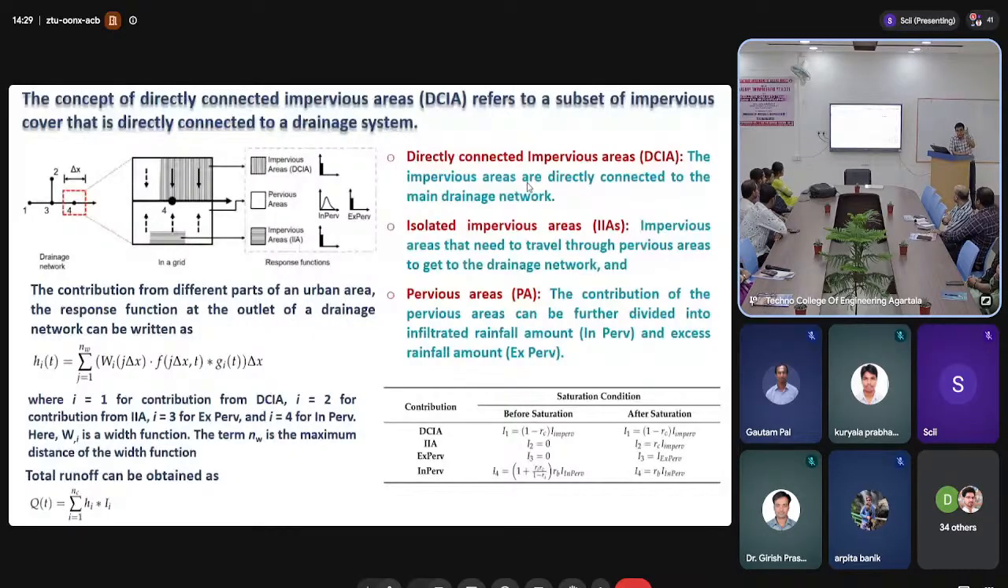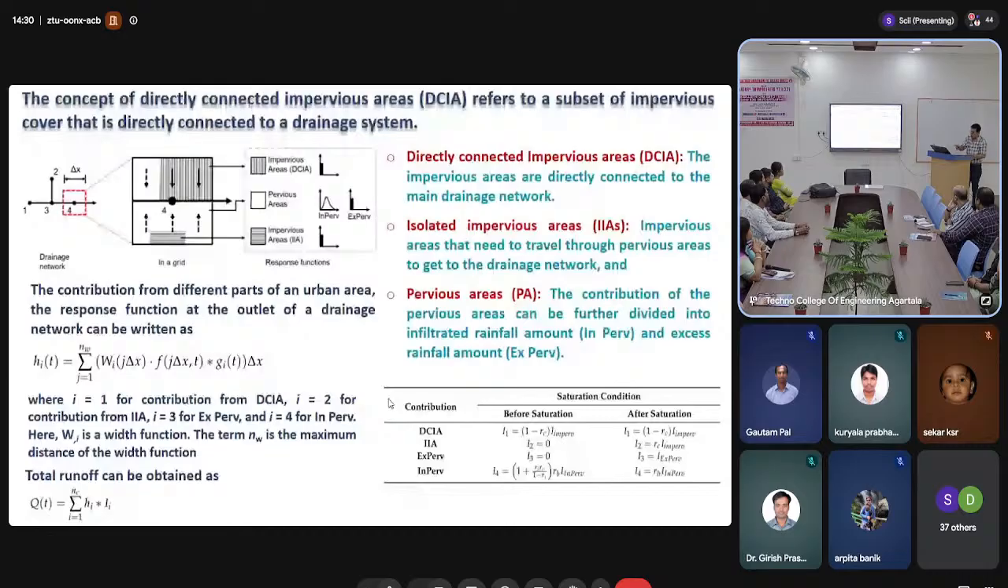One is excess rainfall pervious area, that is when the soil is fully saturated, then if rainfall occurs, all the rainfall you can see as overland flow, that is excess rainfall. So if you find overland flow over the pervious area, that is excess pervious area. And infiltration, INPRV, that is infiltration pervious area: during the dry season, if the same amount of rainfall happens on the pervious area, you will not find overland flow, you will find base flow, infiltration, and that is known as infiltration pervious area.